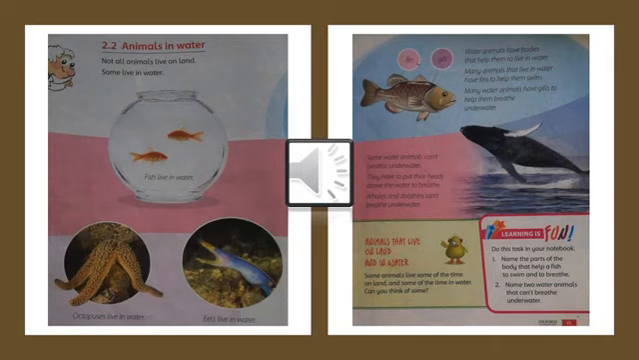Name the parts of the body that help a fish to swim and breathe. Okay, what are the body parts that help a fish to swim and breathe? Fins help them to swim and gills help them to breathe.